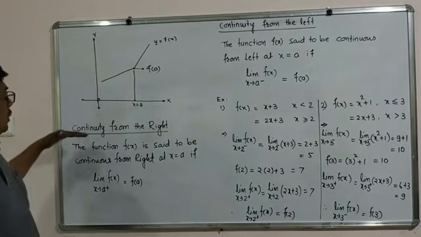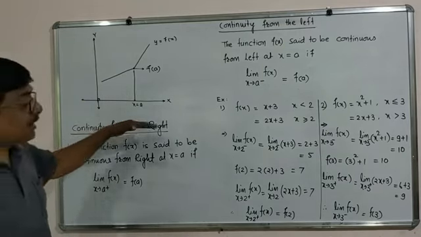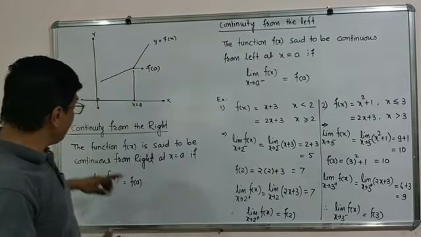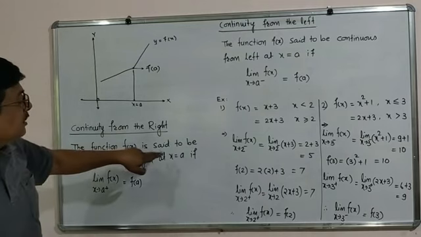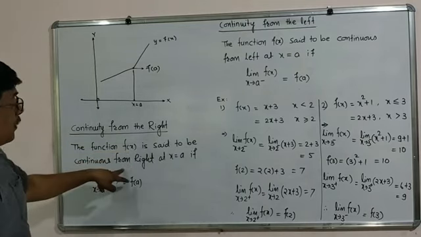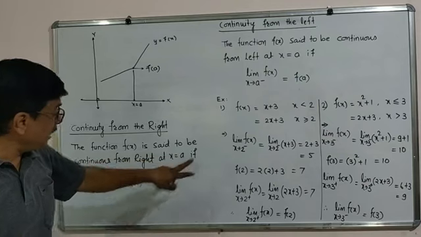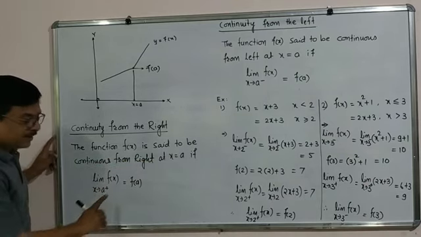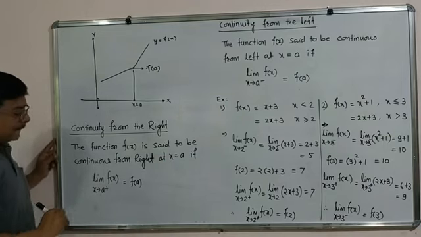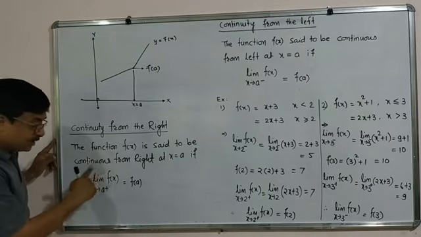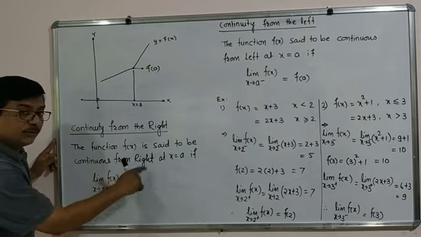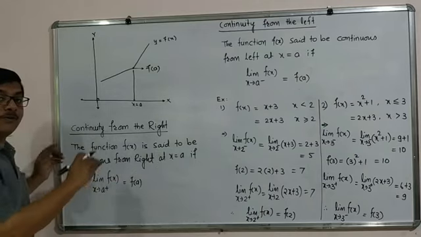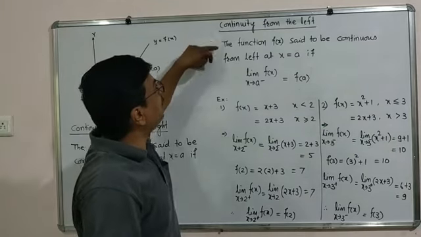Now continuity of the function from the right and continuity of the function from the left. How can we say? The function f of x is said to be continuous from the right at x is equal to a if the limit of function f of x as x tends to a plus is equal to f of a, means right hand side limit is equal to the value of the function. Hence we can say that the function is continuous from the right side of a.